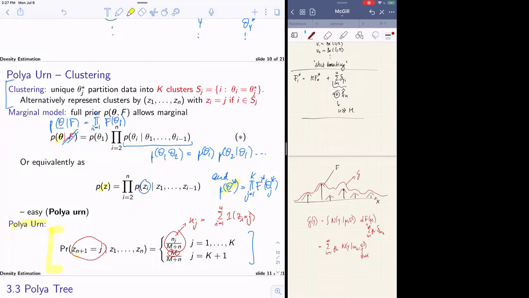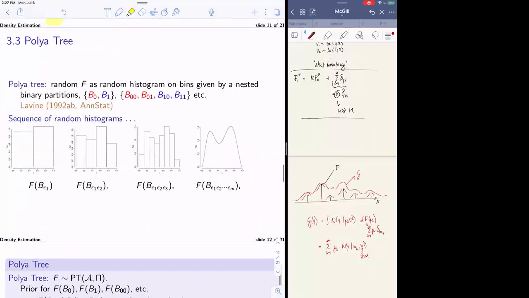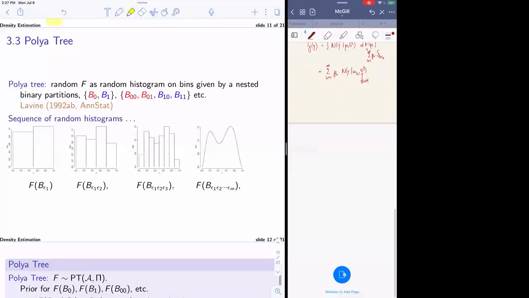So now it gets really easy. The Pólya tree is another prior for unknown probability measures. We're still talking about density estimation, meaning we're talking about priors for unknown probability measures. Now, a step back for a moment, forgetting all your statistics. If you just had to do a prior for a random probability measure, how would you do it?